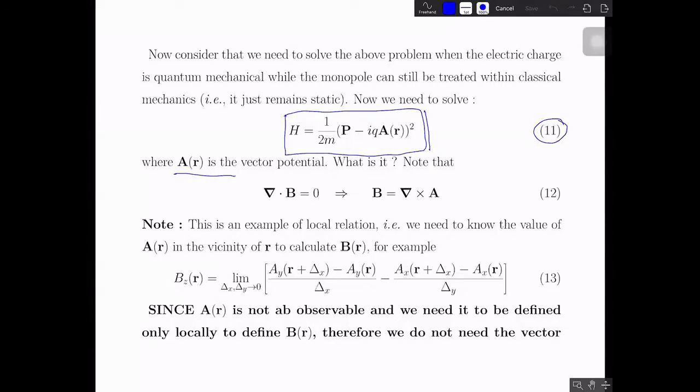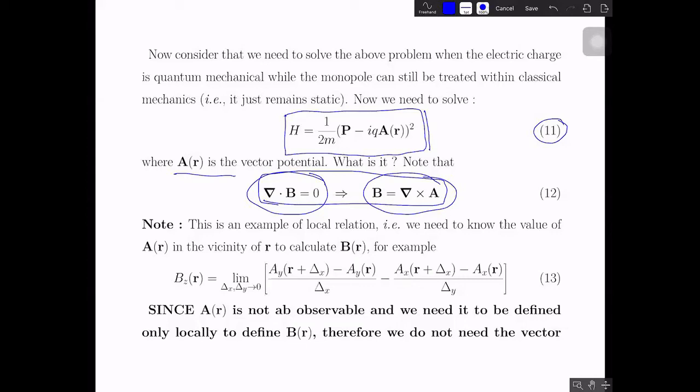So then let's come to the problem. Note that we arrived at the vector potential by using this condition, and the magnetic field is actually a curl of the vector potential. In other words, since the magnetic field is solenoidal, because the usual magnetic field without the monopole is solenoidal, that is, its divergence is zero, we can write it as a curl of another field. We have learned all these things as undergrad or high school or whatever.